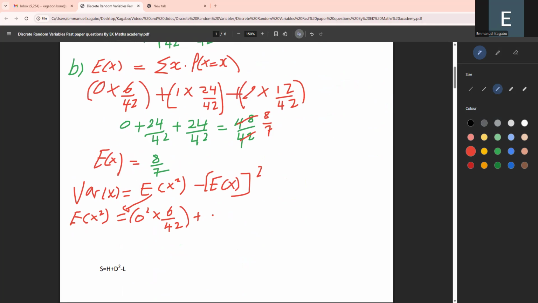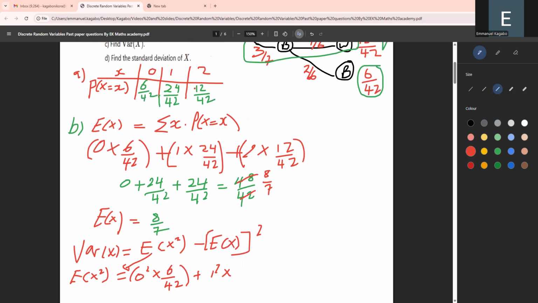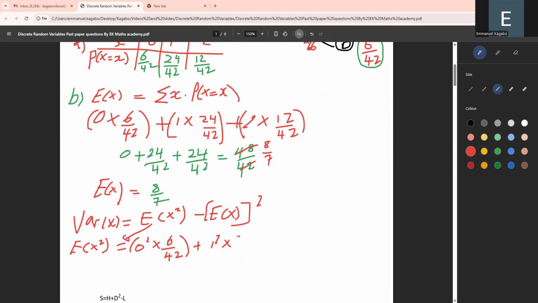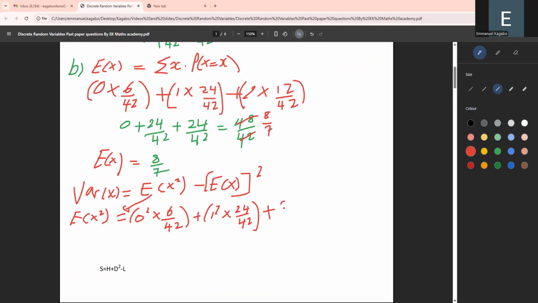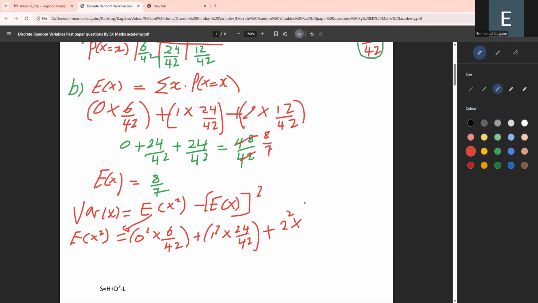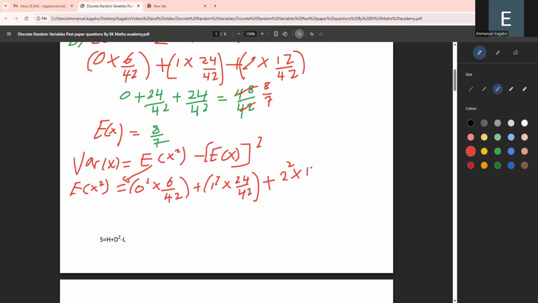Plus 1 squared times the corresponding probability of that. 1, its corresponding probability is 24 over 42. So 24 over 42, plus the next x value, 2 squared, times the probability corresponding to that. That's 12 over 42, right? Very good.